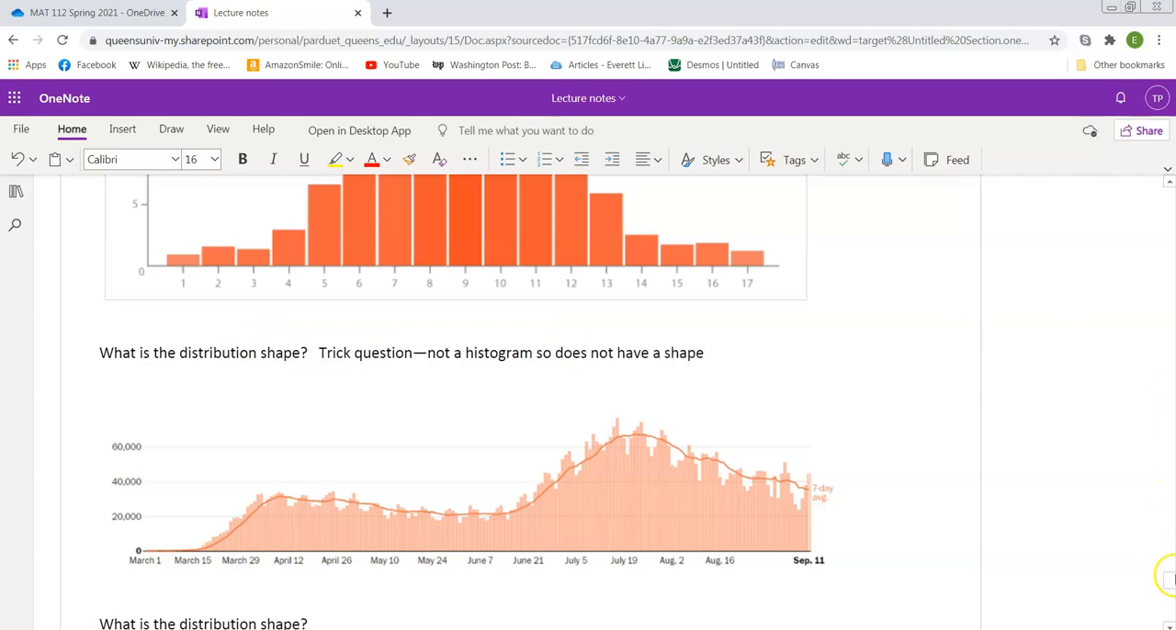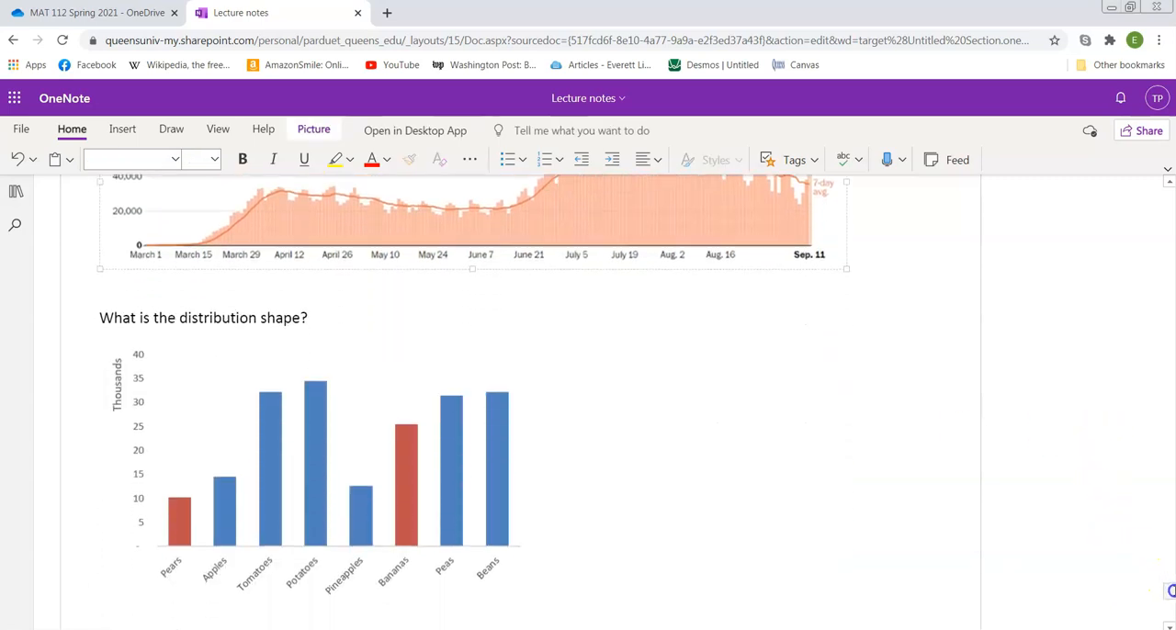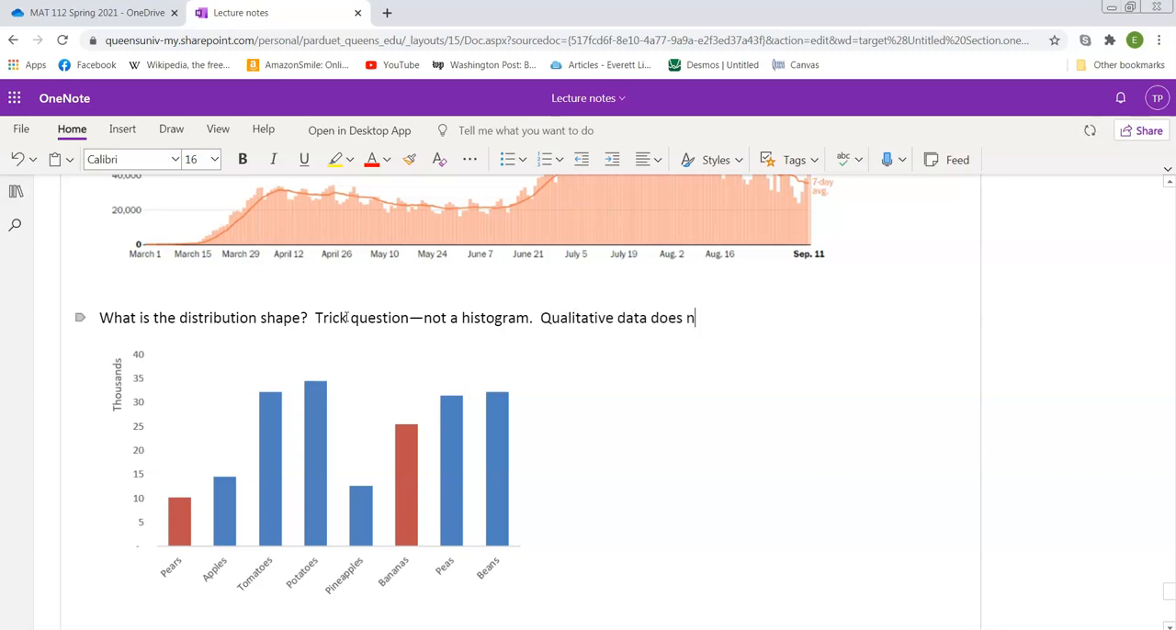Okay. I put this in here because I wanted to point out that time series graphs are not histograms. And this one, also a trick question. Not a histogram. Qualitative data does not have a shape.